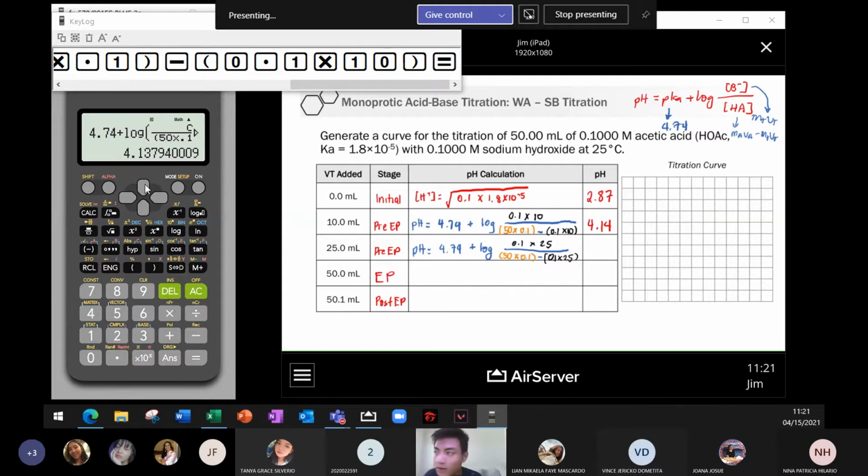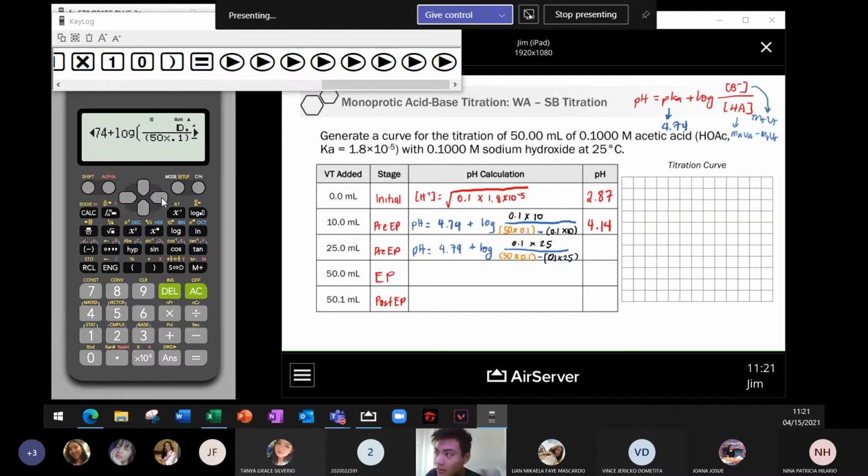Ito yung calculator ko ha. Isang pasada lang gagawin ko para hindi sayang yung time. 4.74 plus log conjugate base 0.1 times 10 divided by acid MAVA minus MTVT equal sign 4.14.